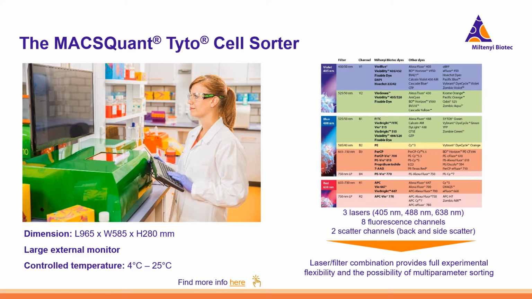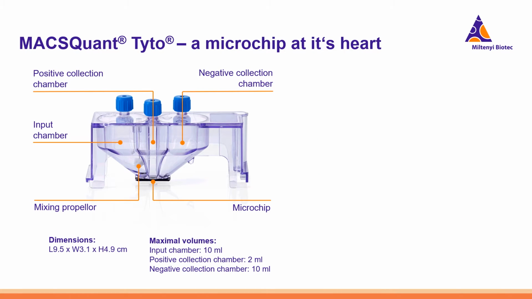A disposable Tyto cartridge holds a sample and is housed in a closed and temperature-controlled chamber where the sample can be kept at a constant temperature from 4 to 25 degrees Celsius. There are 3 lasers available, with 8 fluorescent channels and 2 scattered channels, which provide full experimental flexibility and the possibility of multi-parameter sorting.